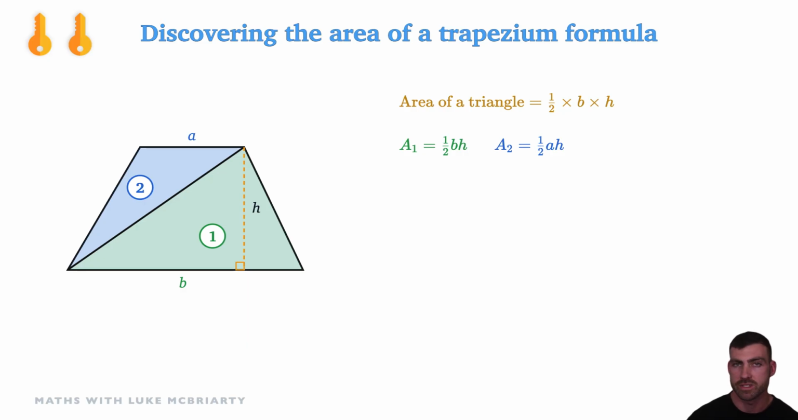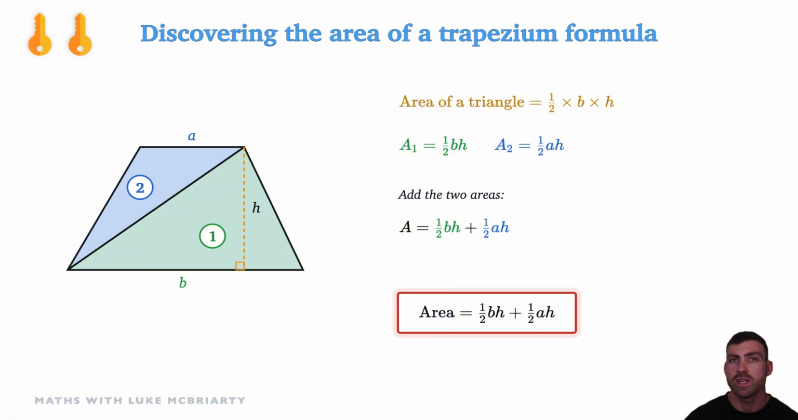Now for the important step. How do we find the area of the entire trapezium? We simply add the two triangle areas together. Area of the trapezium equals the formula for triangle 1 plus the formula for triangle 2. At this point, we already have a formula that works. We could stop here and calculate the area of the trapezium.